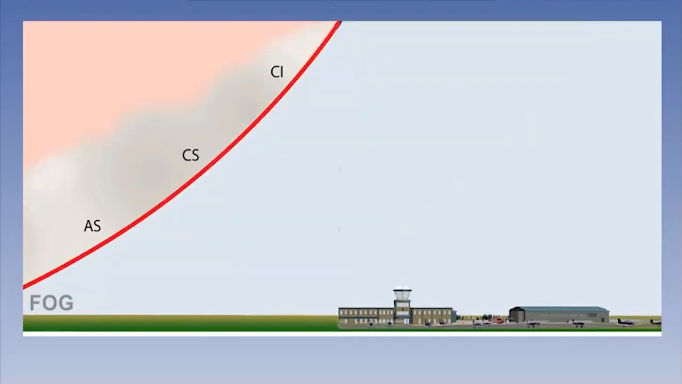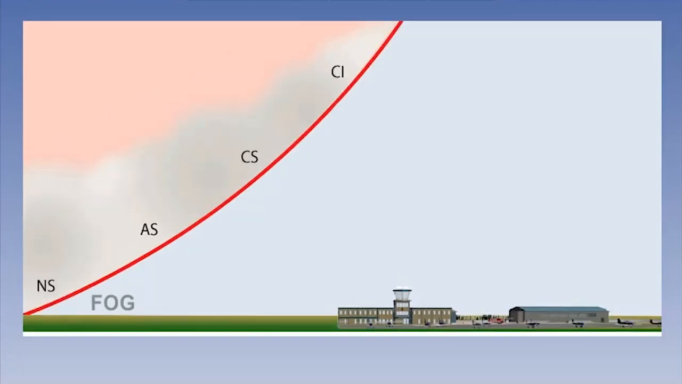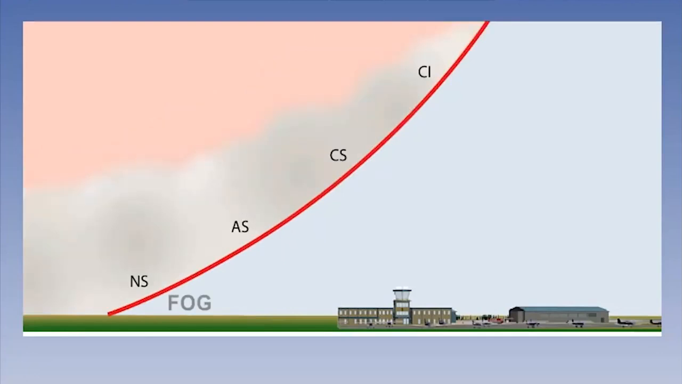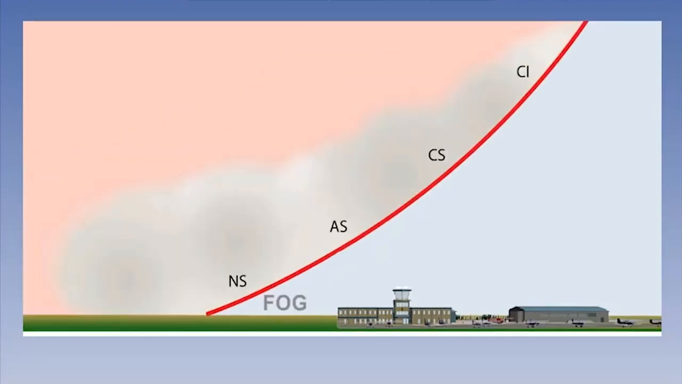Fog can also be found before the front approaches, sometimes 200 nautical miles ahead of the front. This is known as frontal fog, and will be discussed in detail in the visibility lesson later on.